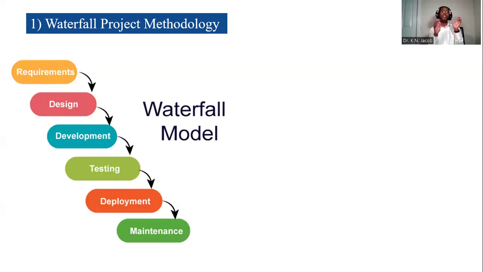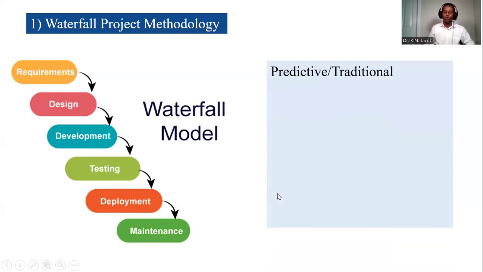So I have to finish project requirements before I go to project design. I have to finish project design before I go to development. I have to finish development before I go to testing. I have to finish testing before I deploy the product. And I have to deploy it in the marketplace before I can go into maintenance. That's why we call it the waterfall model, also known as the predictive or the traditional model.